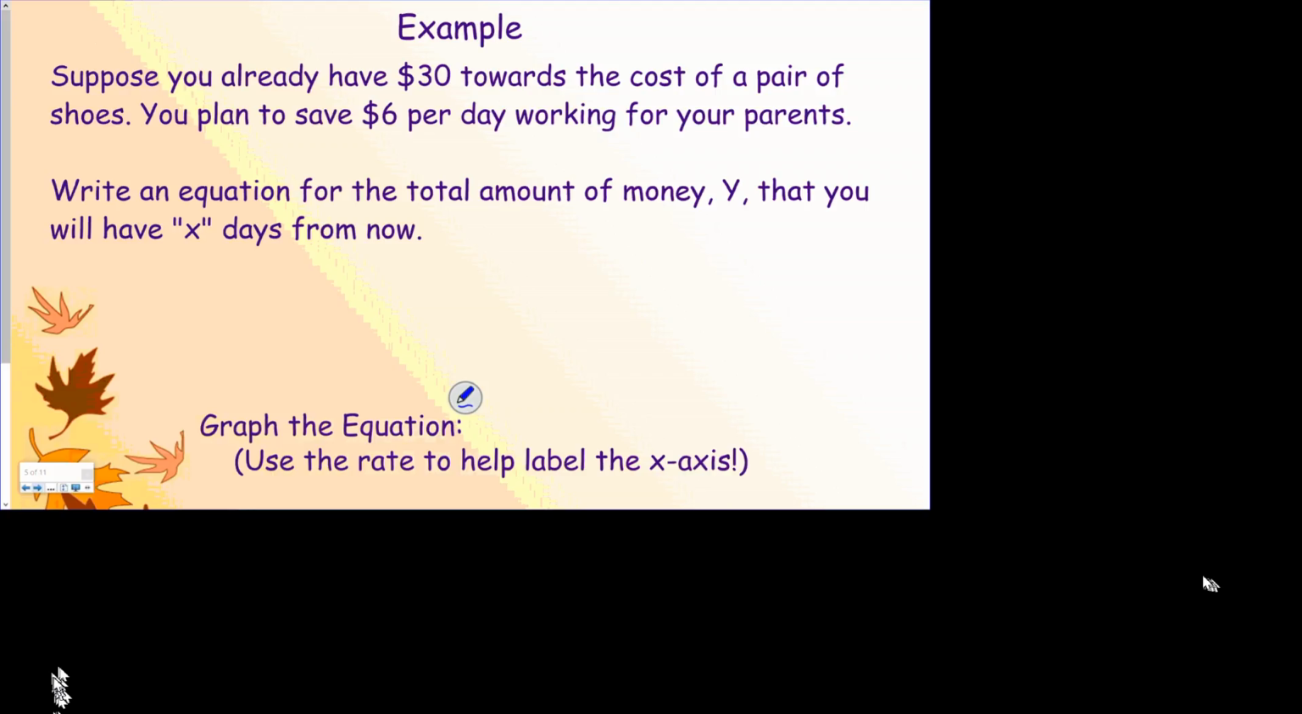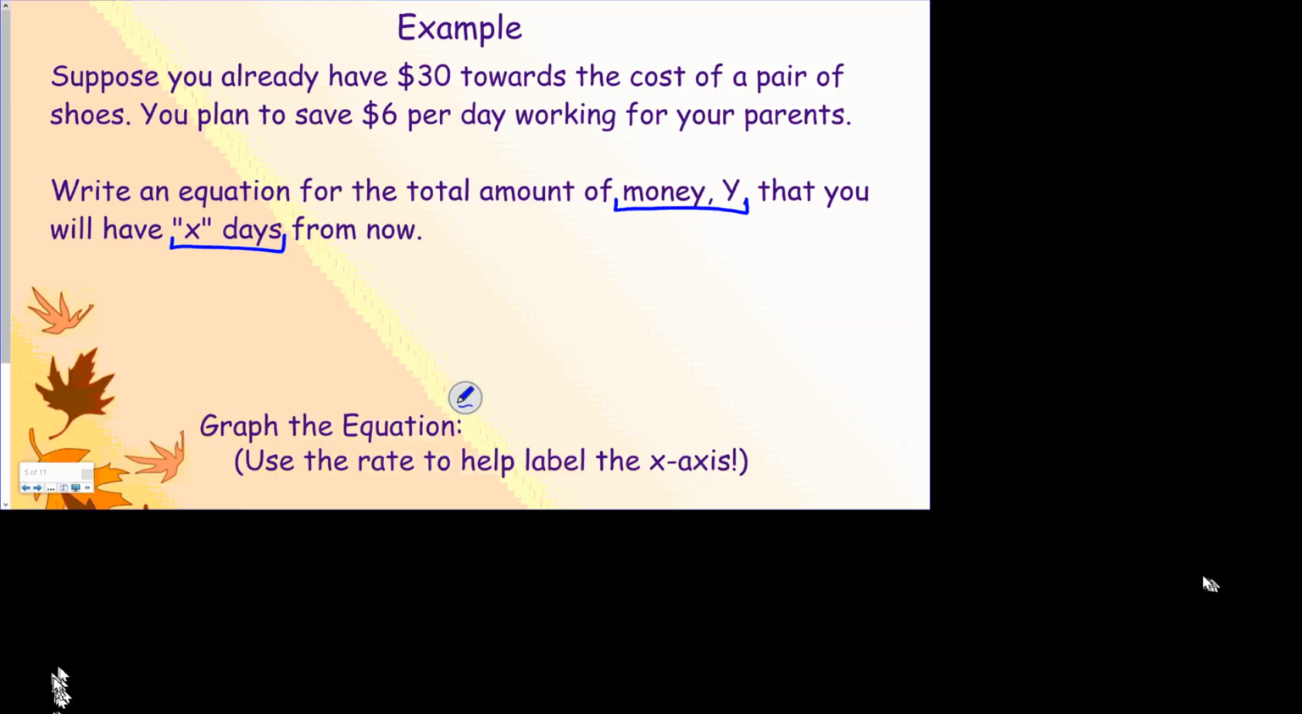Suppose you already have $30 towards the cost of a pair of shoes. You plan to save $6 per day working for your parents. We want to write an equation for the total amount of money, y, that you will have x days from now. This second portion here tells you your units, that the money will be the y, and your x will be represented by number of days. So that gives you a hint about your units later on when we're graphing.